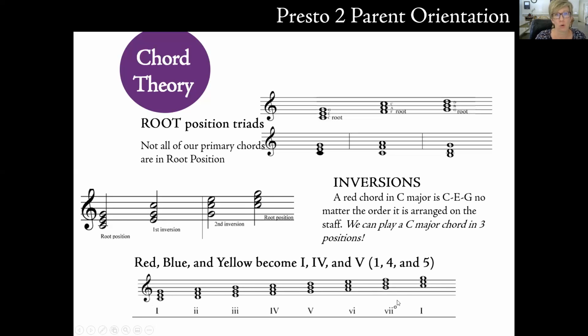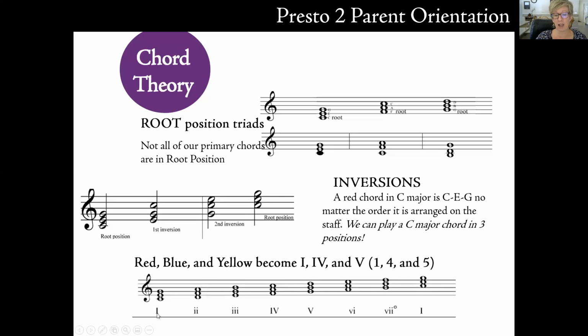The red, yellow, and blue chords, other than Presto and Let's Play Music, nobody uses those terms. So this year we will also be converting those to 1, 4, and 5 chords. They are typically written in music theory with Roman numerals, and we won't be learning that, but we will learn to call them a 1 chord, a 4 chord, and a 5 chord. Here's why they are called that.